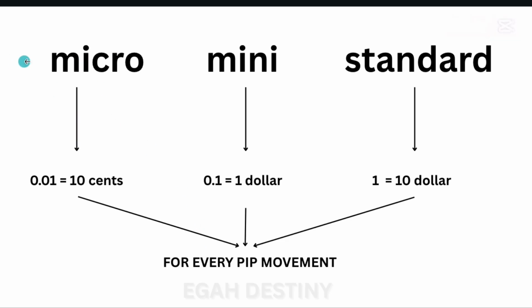Now, this is a graphical illustration of what I've been saying. We have micro lots, mini lots, and standard lots. Micro lot equals 0.01, means 10 cents per every pip. For the mini lot, 0.1 equals a dollar per every pip. And for standard lot, 1 equals $10 per every pip. You can see the arrow, micro, mini, standard, the increase in currency value and what it means per 1 pip.